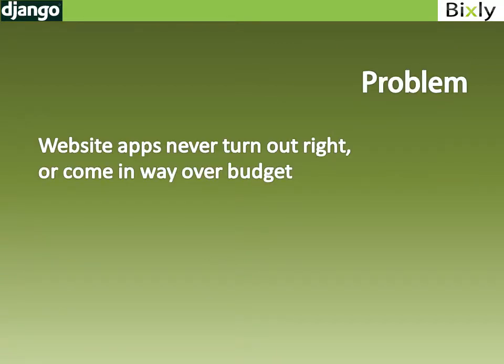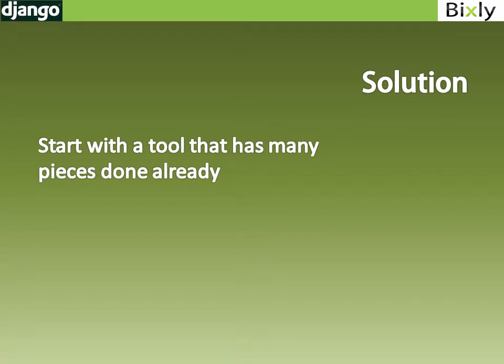Websites have a nasty problem, and that is that they usually don't turn out right. A good solution to this problem can be in finding a website that has a lot of the parts already done. Start with a tool that has many pieces and components ready to be put together. That way, instead of building many of these pieces from scratch, you're just collecting and modifying and then getting time to enhance the core functionality of your website application.